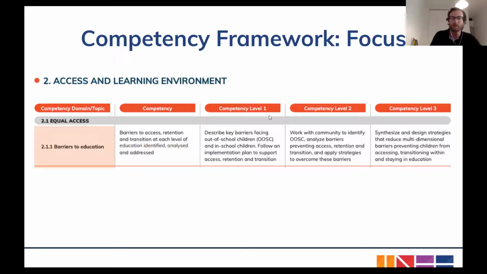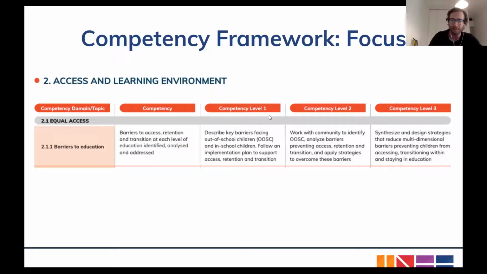Level 2, you'll see the kind of increase of complexity. It refers to staff with some experience in programming, in adapting and contextualizing information and approaches. So in this case, it would mean a practitioner with the skill to analyze and identify out-of-school children and the barriers affecting their access, and then apply relevant and tailored strategies to reduce these barriers.